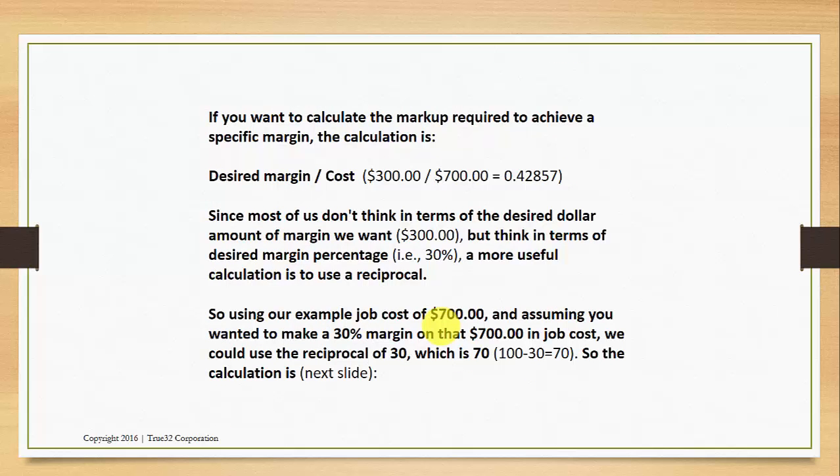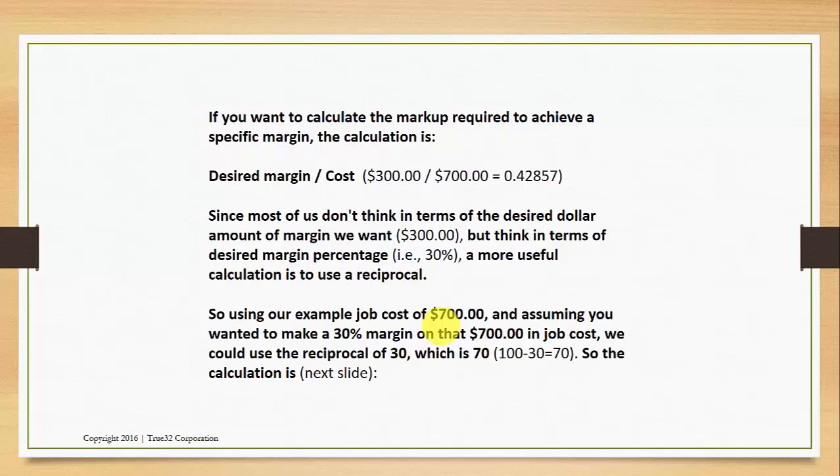If you want to calculate the markup required to achieve a specific margin, the calculation is desired margin divided by cost. So in our case, our desired margin is $300, and we would divide that by our cost, $700, and that tells us that from this point forward, we'd like to mark up our jobs by 0.42857 or 42.857%. Since most of us don't think in terms of the desired dollar amount of a margin, but think in terms of desired margin percentage, 30%, a more useful calculation is to use a reciprocal. We've talked about that before, and let's go through and take a look at this.